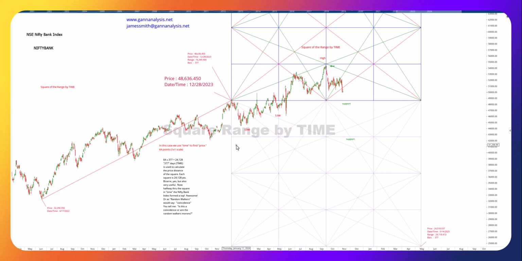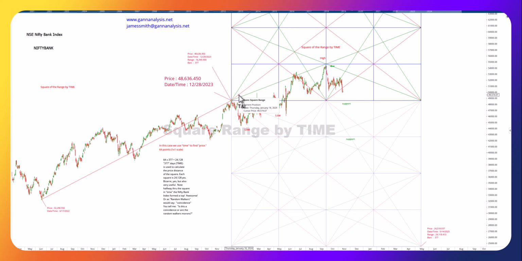Now, how do we create the square? Well, like I said, if you're using price, you can square the range by price. You can also square it by time. Let me show you how to square it by time. If you have a 1 by 1 line of 64 points, in other words, all the red lines on this chart, the price unit is 64. That means that as this line moves up, you want to know what the slope is. It's moving up at a rate of 64 points per trading day.